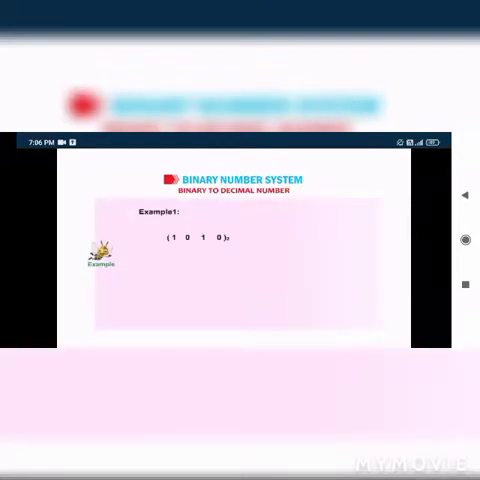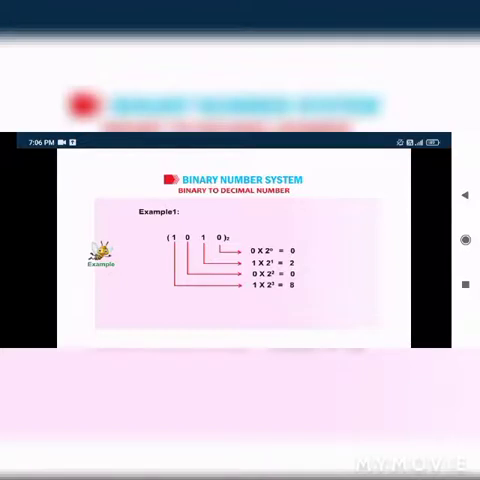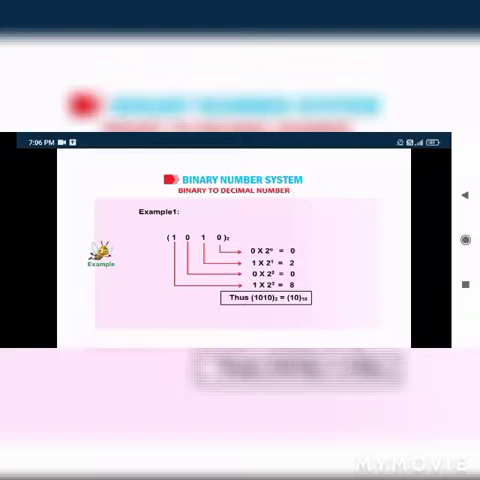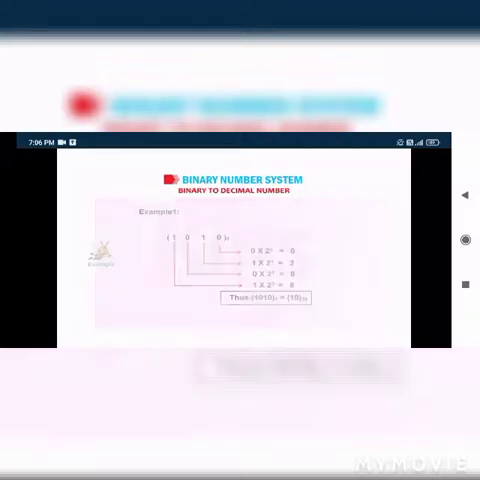So the number is 1010. So 0 is on the first, 0 will come on the 0 power. 0 into 2 to the power 0 is equal to 0. 1 into 2 to the power 1 is equal to 2. 0 into 2 squared is again 0. And 1 into 2 cubed is equal to 8. So 1010 is equal to 10.